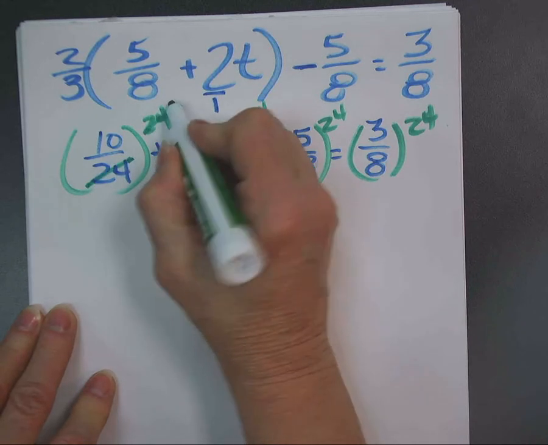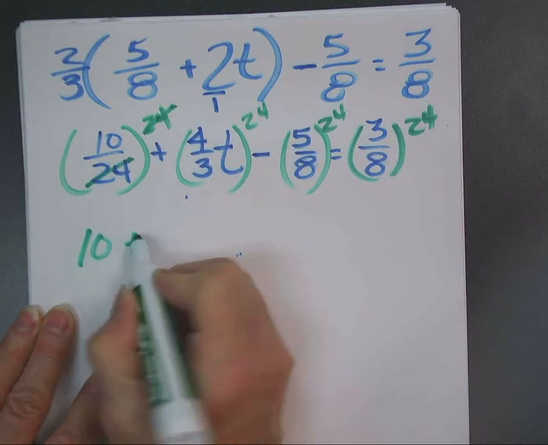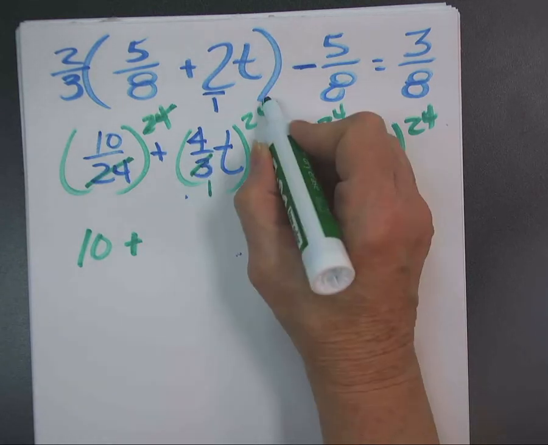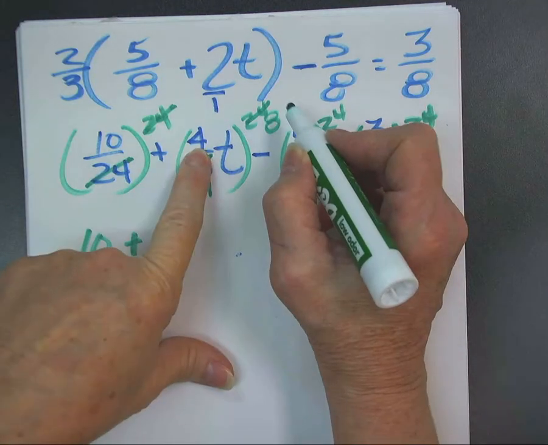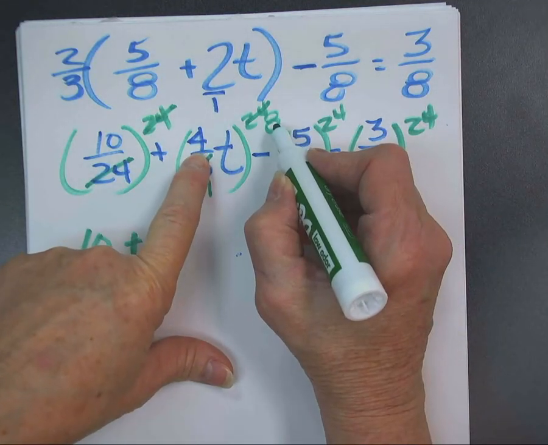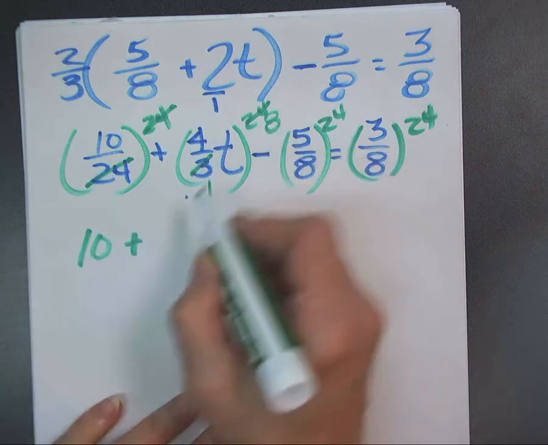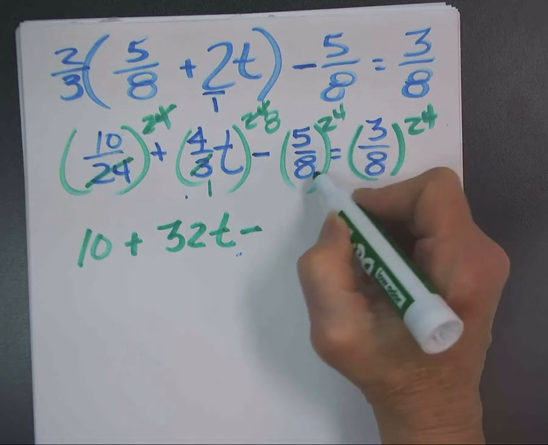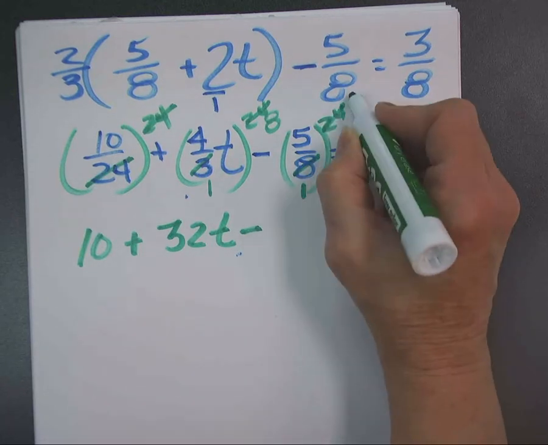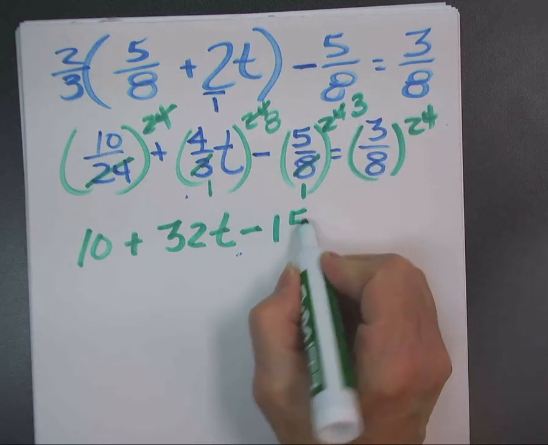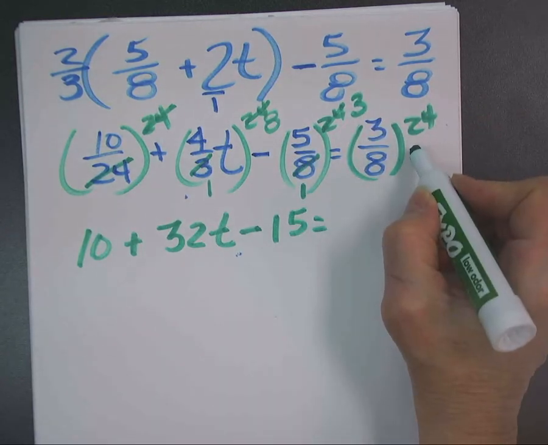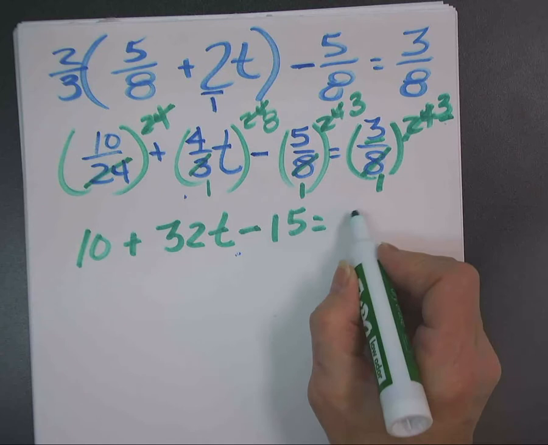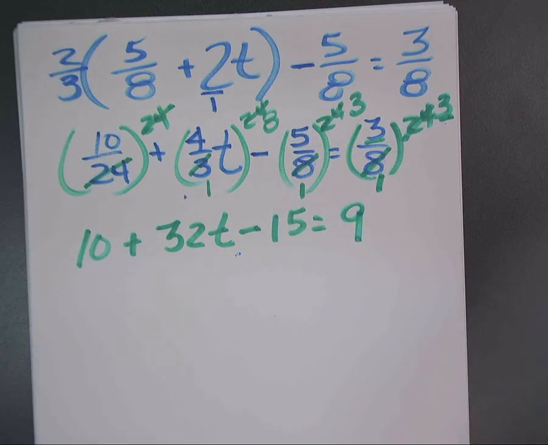So this one's gone, leaving us 10. The 3 and the 24 both divide by 3. That leaves us with 8 times 4, 32, and a t. Here the 8 and the 24 divide by 8. 5 times 3 is 15. Here the 8 and 24 divide by 8. 3 times 3 is 9. Everybody follow that okay?